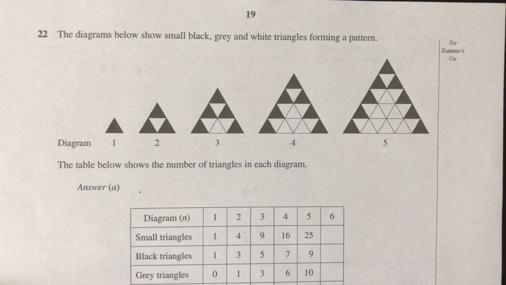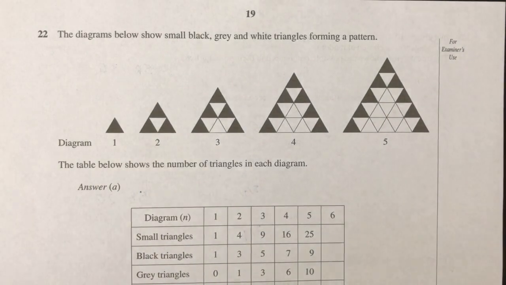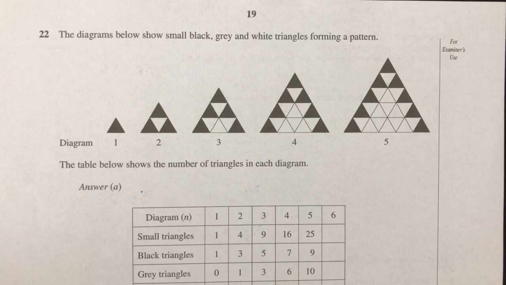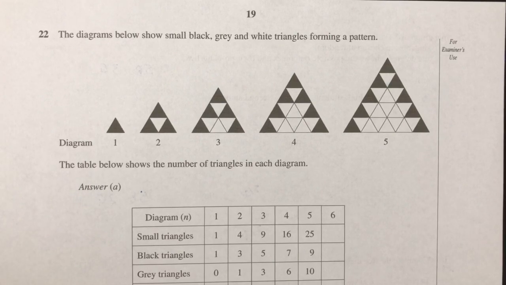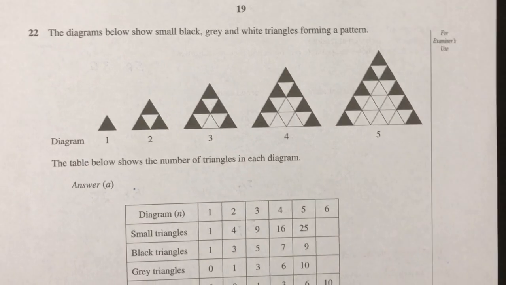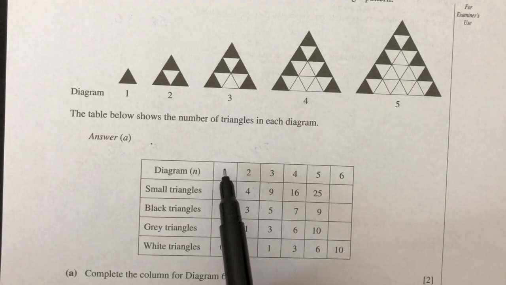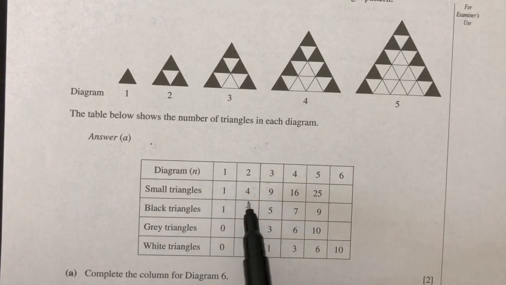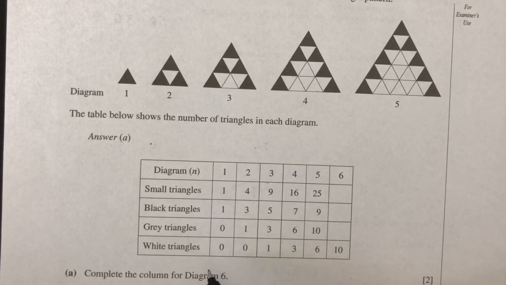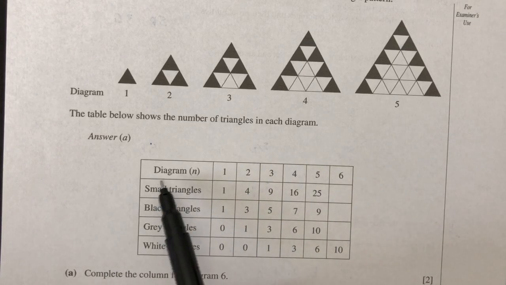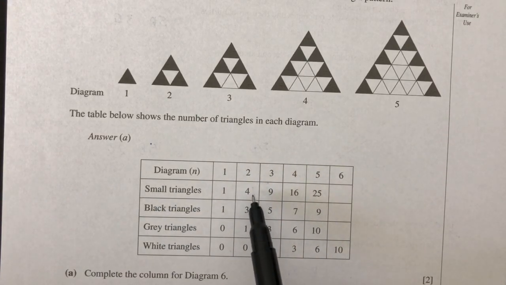Okay, so let's move on to question number 22. This one will be a sequence question. The diagram shows small black, gray and white triangles forming a pattern. The table below shows the number of triangles in each diagram. So for diagram 1, we have 1 small triangle, 1 black, 0 gray and 0 white.